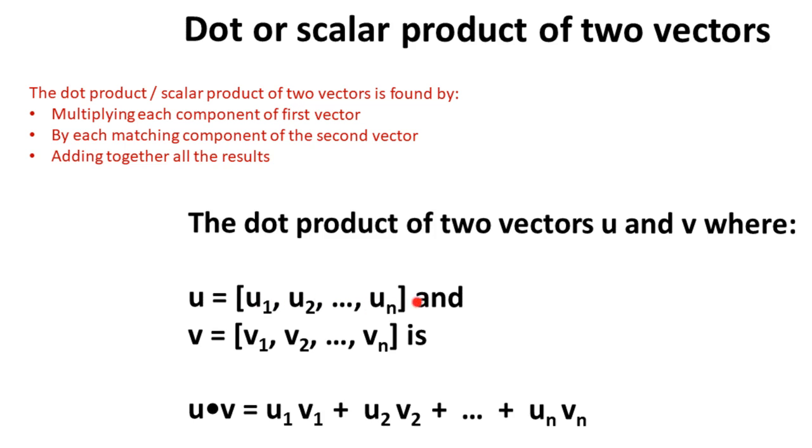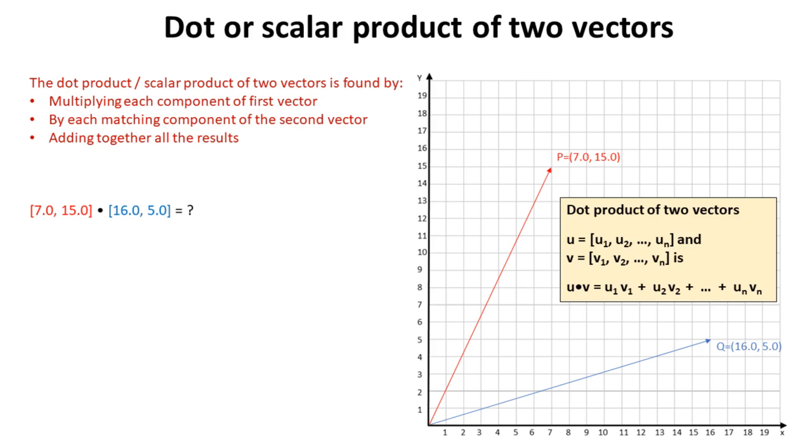So here we have, for example, one vector and a second one, and we multiply each of the matching pairs together and then add the resultant values. So let's look at an example then. We have our first vector p, 7, 15, and our second vector q, 16, 5, and this symbol here shows we're going to multiply these two vectors together or produce the dot or scalar product of these two vectors.